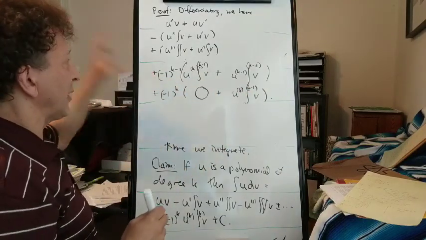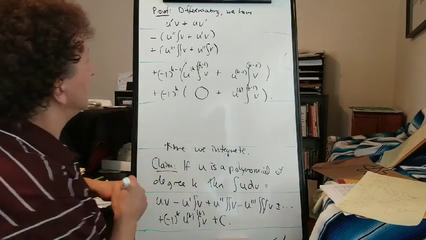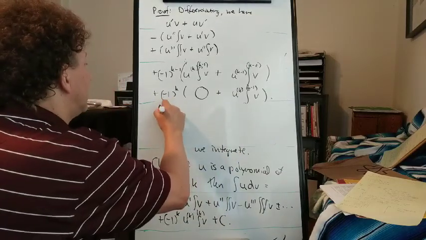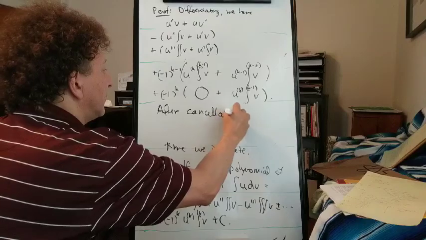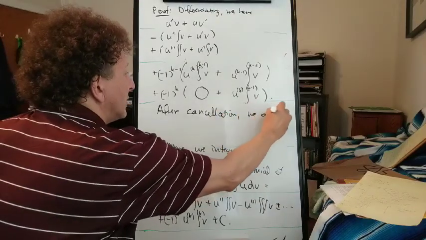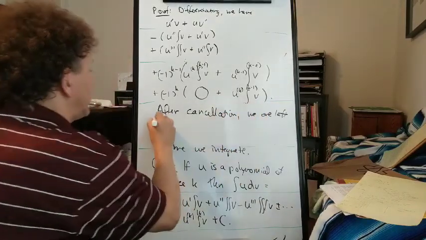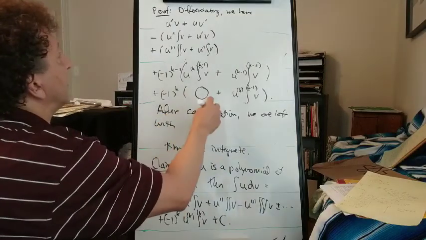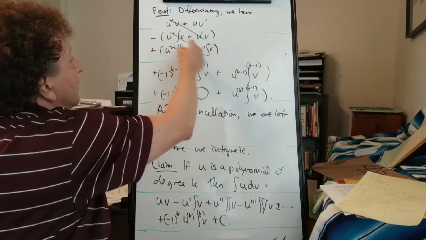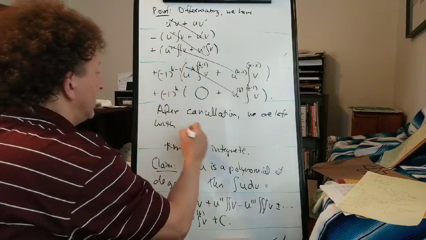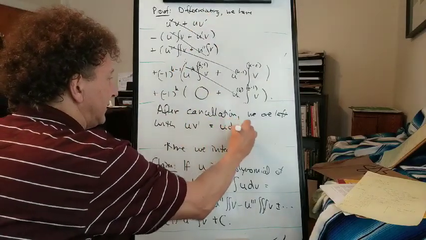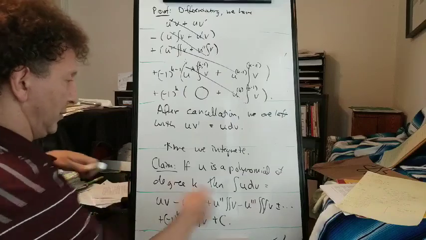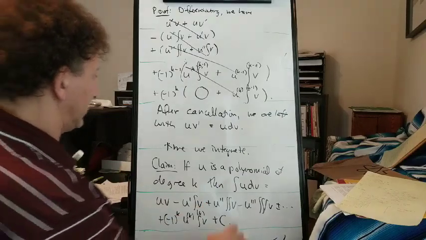Whatever these signs are, they're opposite. So after cancellation, we are left with what's left: u v prime, also known as u dv, which is what we want.